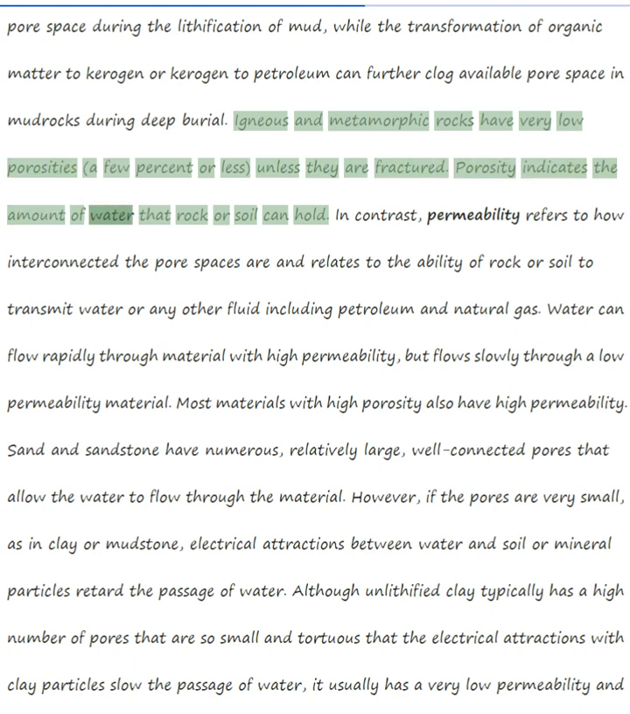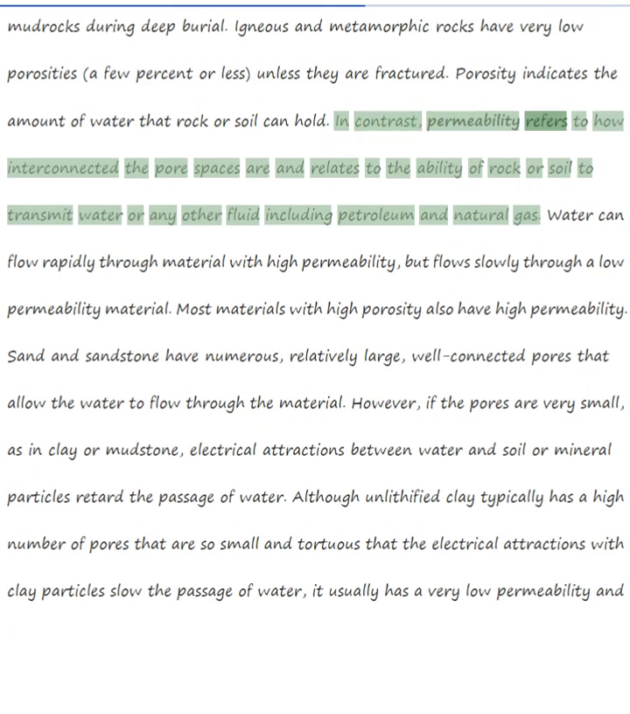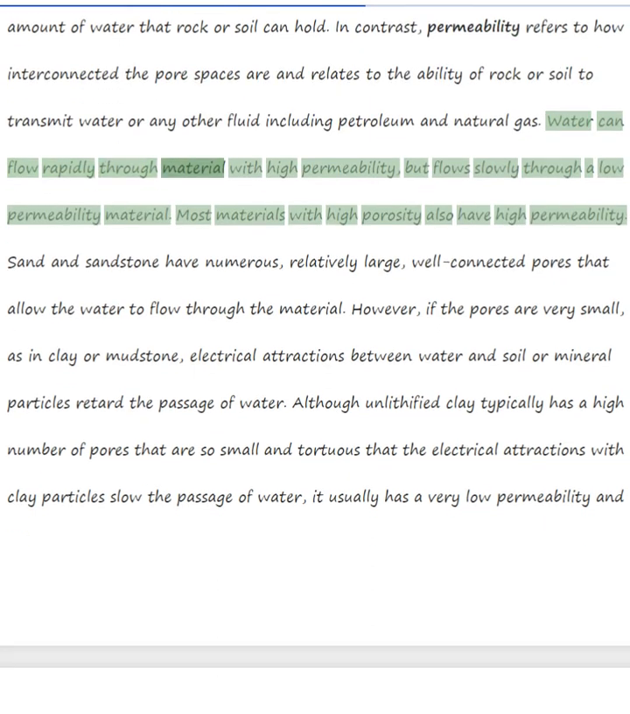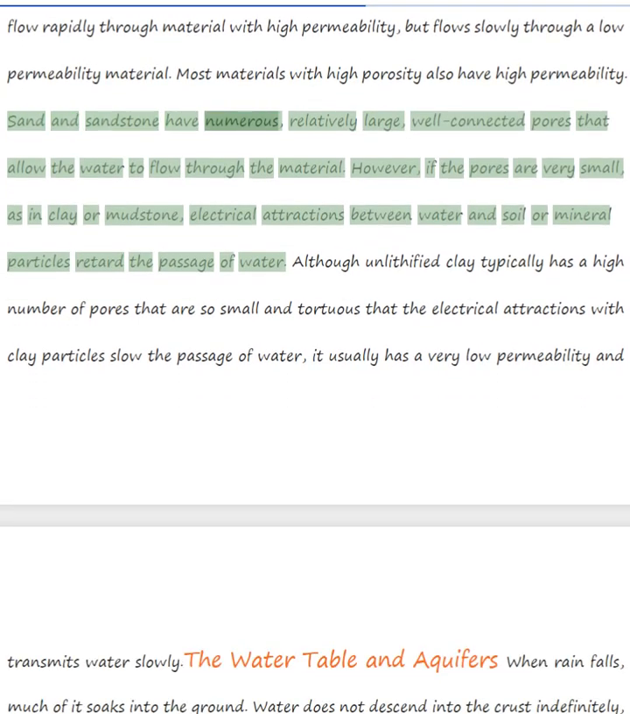Porosity indicates the amount of water that rock or soil can hold. In contrast, permeability refers to how interconnected the pore spaces are and relates to the ability of rock or soil to transmit water or any other fluid, including petroleum and natural gas. Water can flow rapidly through material with high permeability, but flows slowly through a low permeability material. Most materials with high porosity also have high permeability. Sand and sandstone have numerous, relatively large, well-connected pores that allow the water to flow through the material.